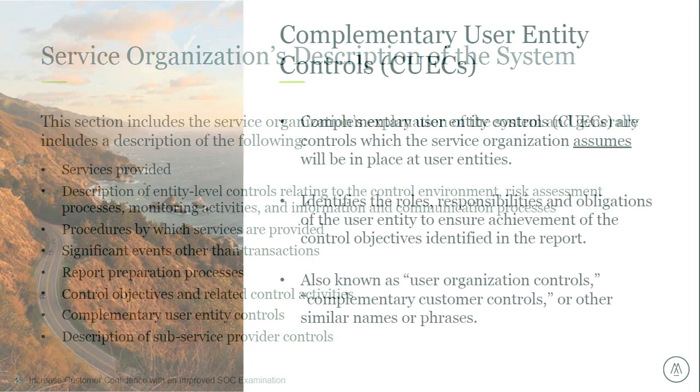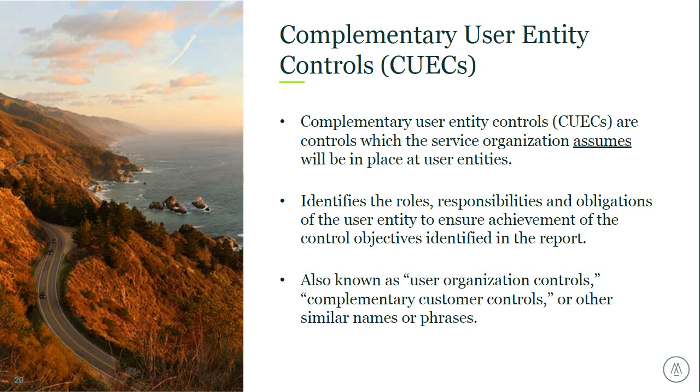So next we're going to talk about this concept of complementary user entity controls. Complementary user entity controls, often referred to as CUECs, are controls which the service organization assumes will be in place at user entities. To give you a good example, let's assume you give your customers the ability to add new users to a system. And those customers are oftentimes called users of the system.